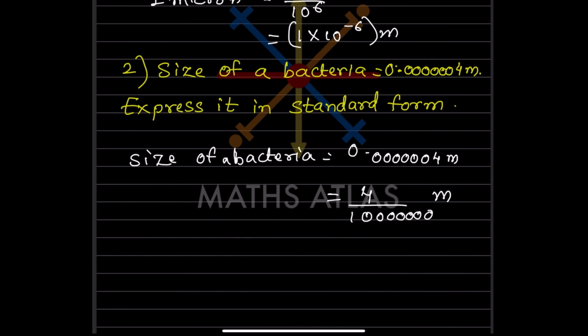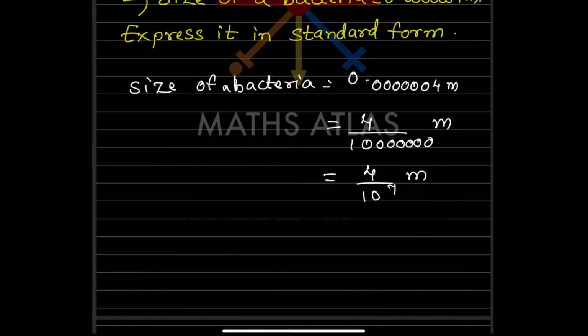So now how are we going to write? We'll write 4 divided by, why are we writing 7? Because we are going to include this number as well. 1, 2, 3, 4, 5, 6, 7. So 10 raised to 7. This is in meter. But then we want the standard form, which means this 10 raised to 7 will go in the numerator. So this is the answer.